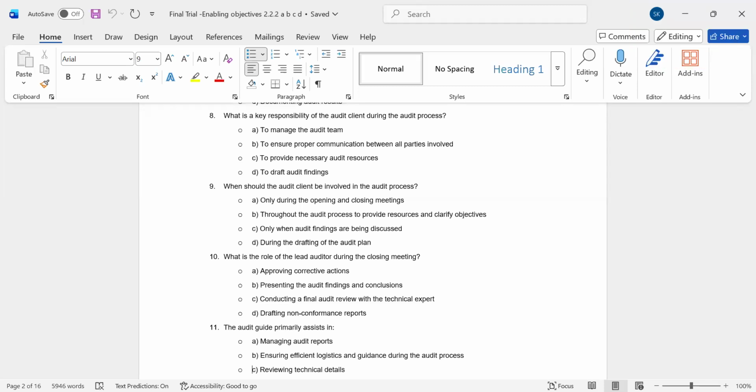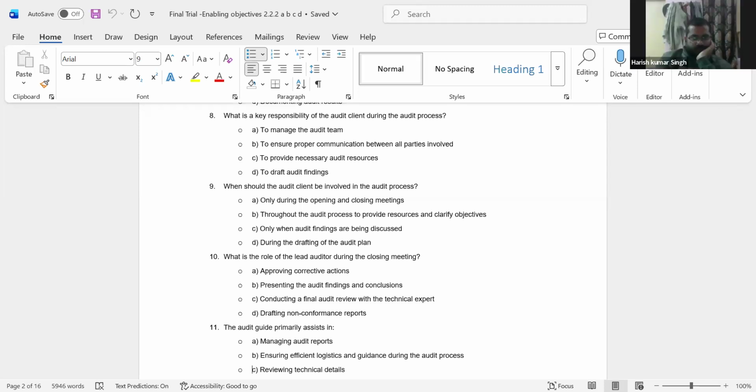Question number 10. What is the role of the lead auditor during the closing meeting? A. Approving corrective actions. B. Presenting the audit findings and conclusions. C. Conducting a final audit review with the technical expert. D. Drafting non-conformance reports. B, sir, presenting the audit findings and conclusions.